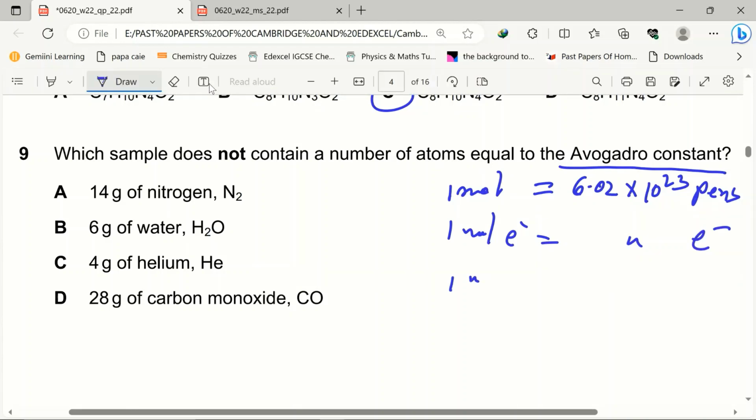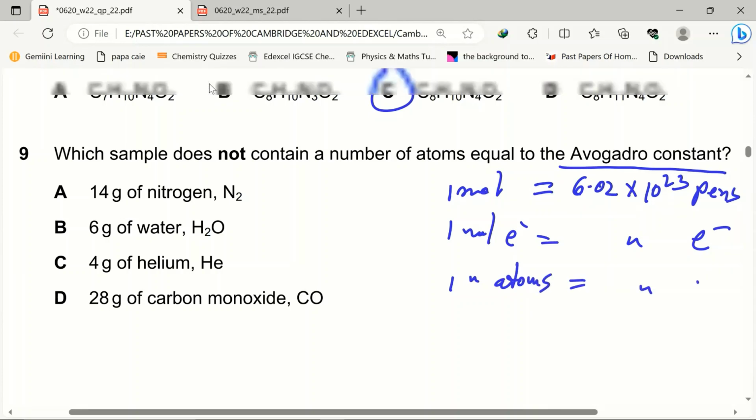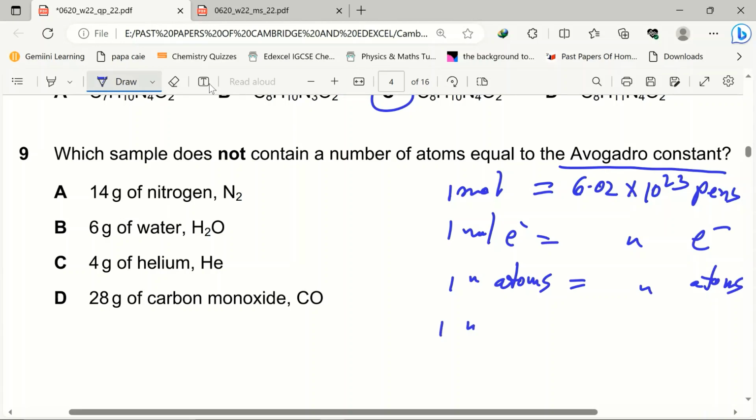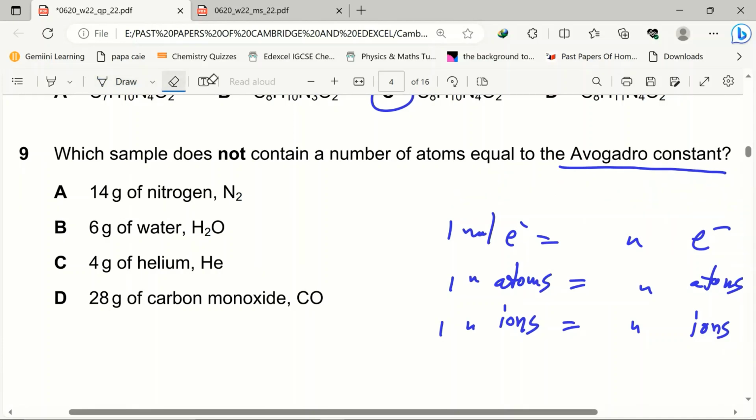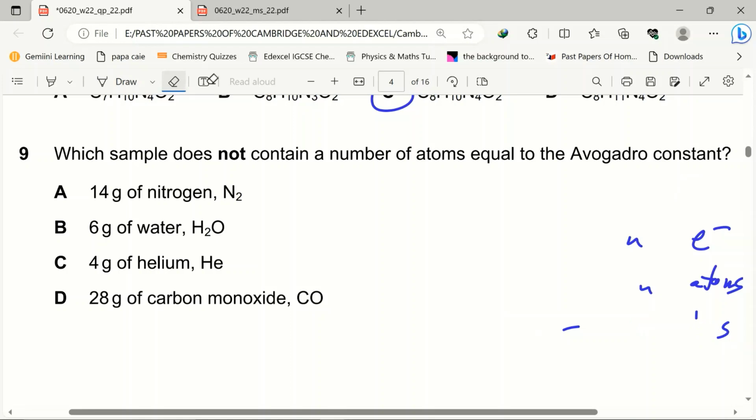1 mole of atoms means 6.02 times 10 to the power 23 atoms. 1 mole of ions means 6.02 times 10 to the power 23 ions. And similarly, 1 mole of molecules is 6.02 times 10 to the power 23 molecules. That's how it will go. So we need to find which sample does not contain a number of atoms equal to the Avogadro constant. Equal to the Avogadro constant means 1 mole. 1 mole of anything means the Avogadro constant, 6.02 times 10 to the power 23.